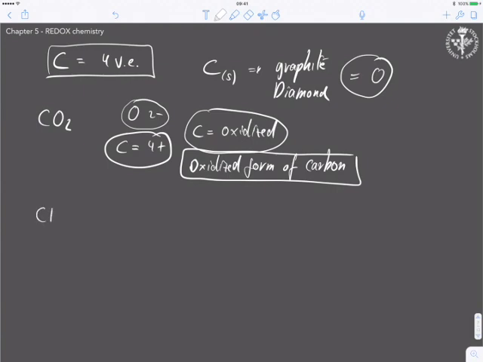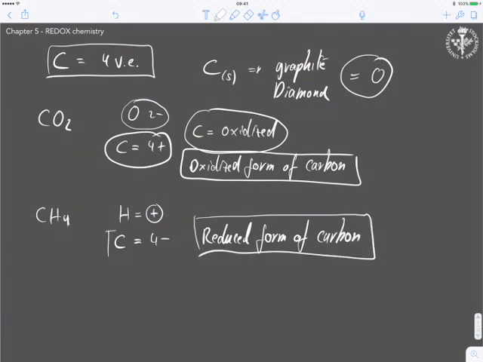What about methane? Very famous gas. H has by definition a +1 charge. You have 4 of them. That means the most electronegative element in this molecule is the carbon, so it will grab electrons. So those 4 electrons from the hydrogen will be grabbed by the carbon. And carbon will be reduced. And the oxidation state of carbon will be, in this case, 4 minus. And it will be a reduced form of carbon. Very important for the carbon cycling.